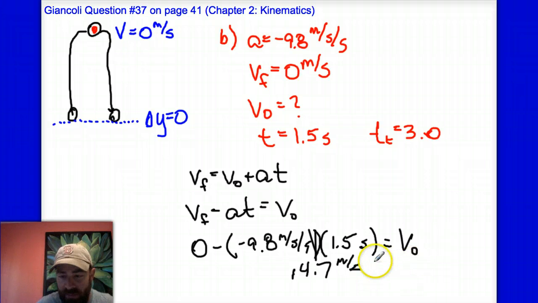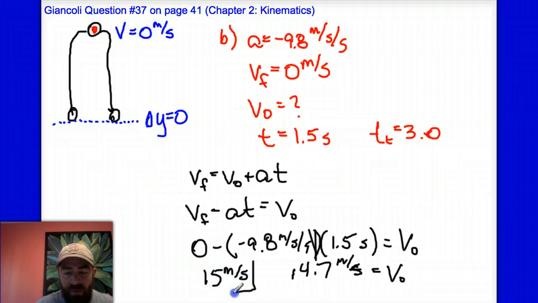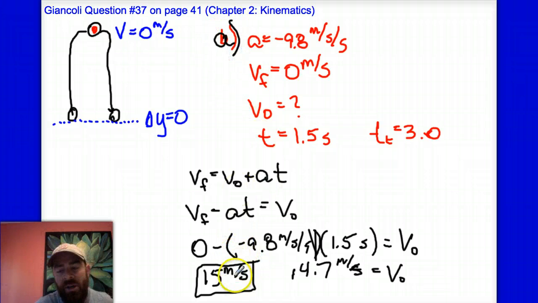My pen is behaving badly here. Meters per second is going to be equal to my initial velocity. Truncating for significance, I would call that 15 meters per second. So that's one approach to solving, strike that, that's actually the part A, the first question. How fast was the ball initially launched?